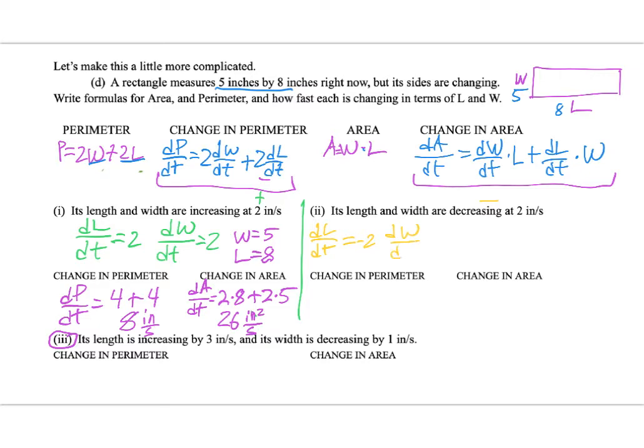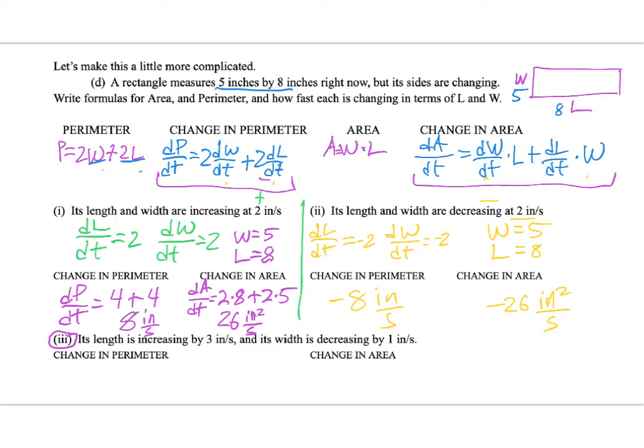dW/dt is going to be negative 2. I'm going to keep those things the same, W equals 5 and L equals 8. You might notice that this is going to be the exact opposite of what we had here, because we're changing the sign of just these pieces, which makes everything here negative, but otherwise we're keeping the same thing. So I'm just going to do this as negative 8 inches per second, and the area is negative 26 inches squared per second.